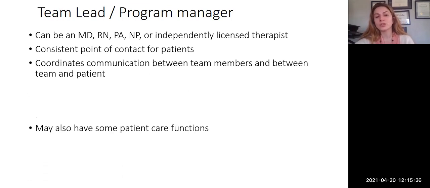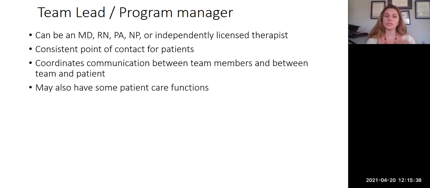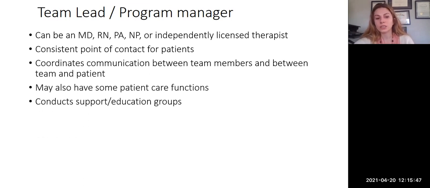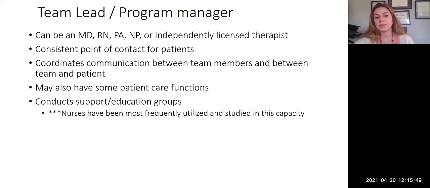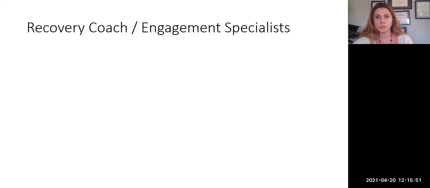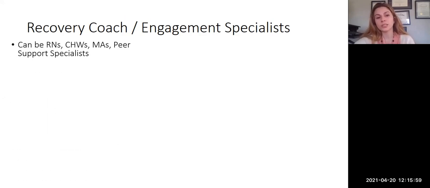This is someone who regularly sees them in some manner. And part of what they're doing in those team meetings is coordinating that communication between team members to inform that treatment plan. So they will also have some patient care functions, and that may include conducting support groups or therapy groups or other things. It doesn't necessarily have to be individual contact. Another role is the recovery coach or engagement specialist. We use engagement specialists here at ASAP. That's the label that we use.